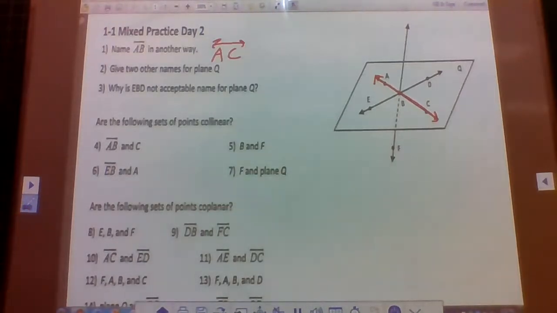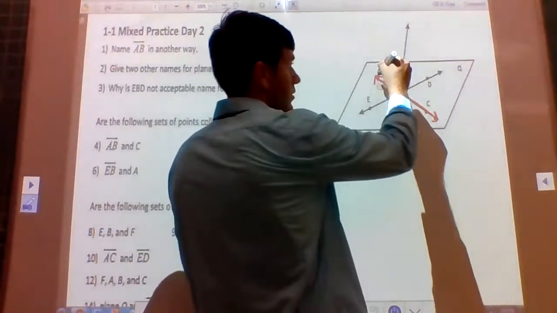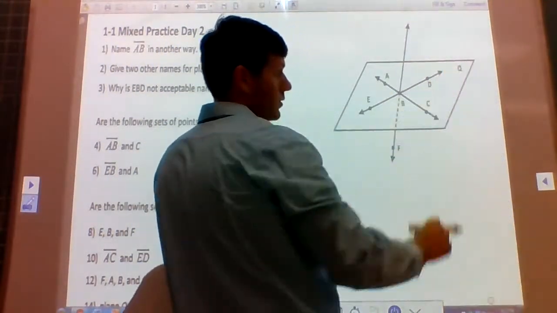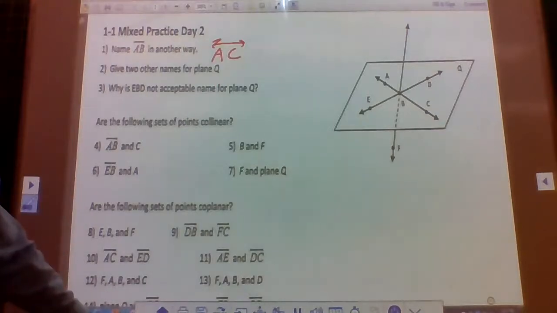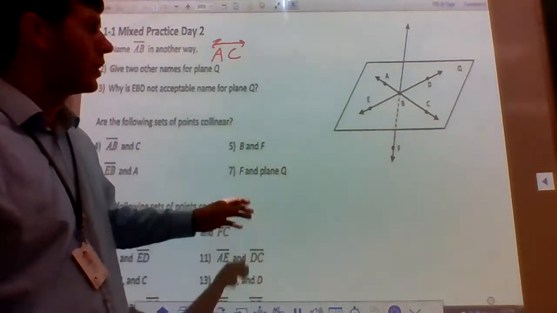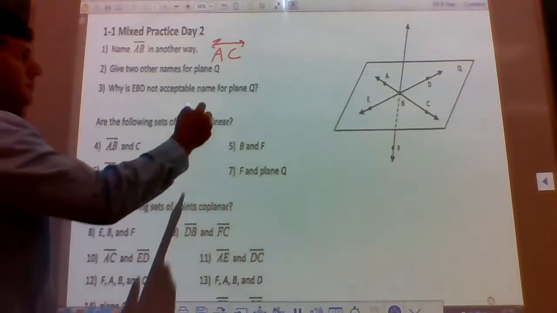Now, 2 other names for plane Q. So to name a plane, we can use the symbol in the corner. Right, Q is not a point; it's just a symbol. Or we can pick 3 points that aren't all on the same line that are in the plane. So how about points A, E, and B?